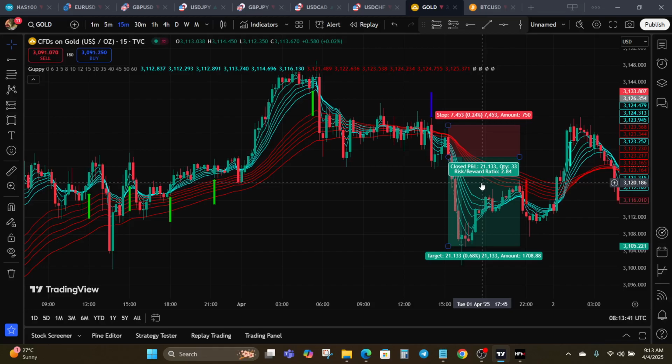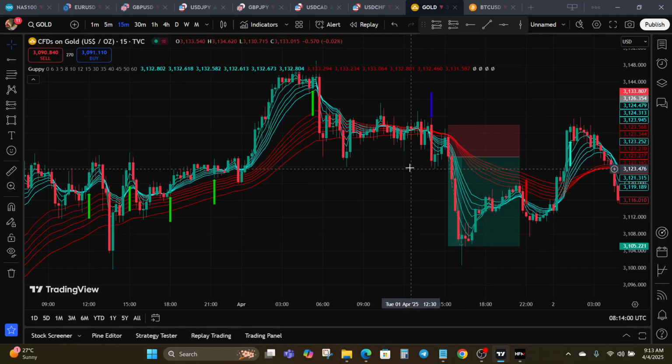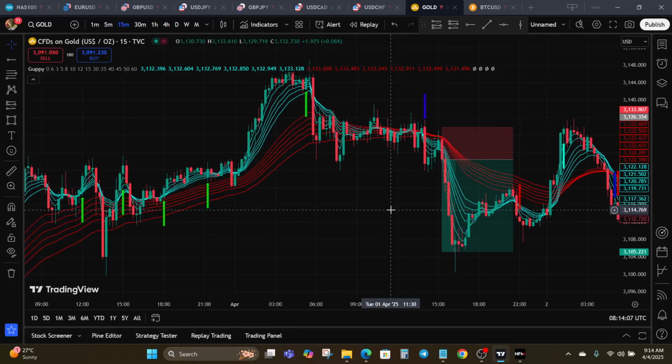Now, unlike other indicators, the GMMA gives you a visual representation of market momentum and psychology. It filters out market noise, keeps you on the right side of the trend, and helps you avoid false breakouts. If you combine this strategy with solid risk management and discipline, it becomes a powerful addition to your trading arsenal. So that is it for this breakdown of the GMMA strategy.